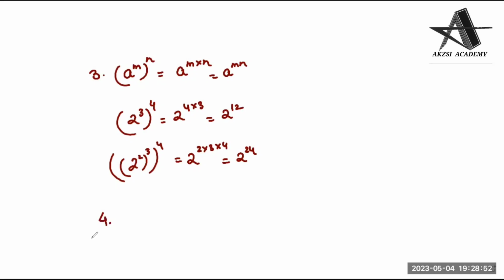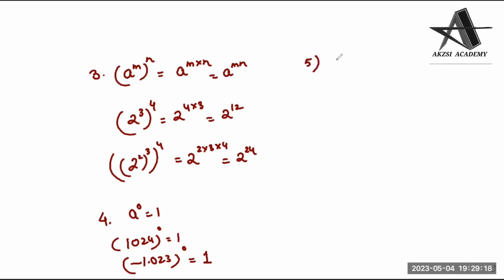Next is when something has a power 0, and it's the simplest one. If something has power 0, the answer is always 1. A to the power of 0 is 1. 1024 to the power of 0 is 1. Minus 1.023 to the power of 0 is 1. So any number to the power of 0 is always 1.